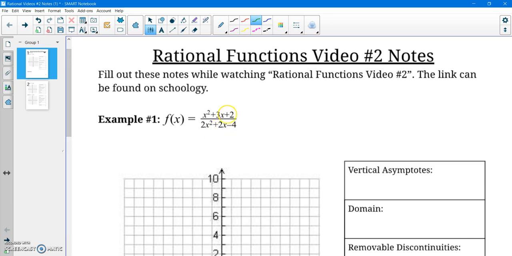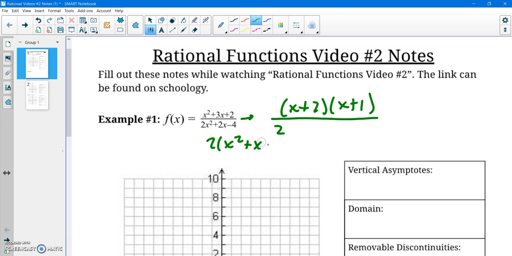So we come up to this rational function, and again, the first step is always going to be to factor it. So I'm going to factor the numerator. I'm going to factor the denominator, take out a 2, x squared plus x minus 2. So I'm going to factor that. And what you see here is something weird that we haven't seen before, which is we have a factor in the numerator that's the same as the factor in the denominator.